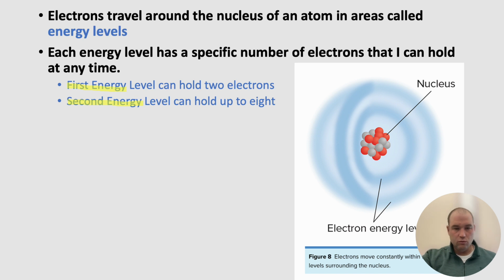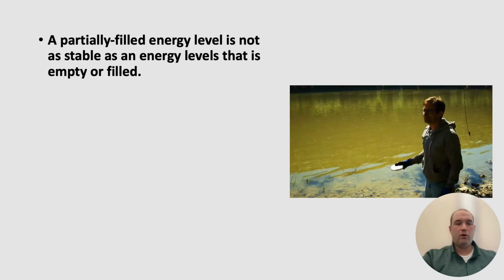Now, when we're talking about energy levels, remember our first energy level can only hold two electrons in the outer shell. So, for example, here we can draw two electrons, and that is the most that can be filled in that. The second energy level can hold 8 electrons. Once that energy level is full, it becomes stable. Partially filled energy levels are not as stable as energy levels that are empty or filled. So we always want one of those energy levels filled to its absolute max.